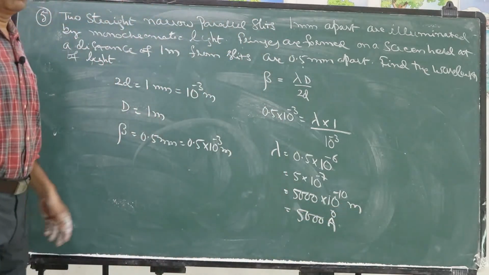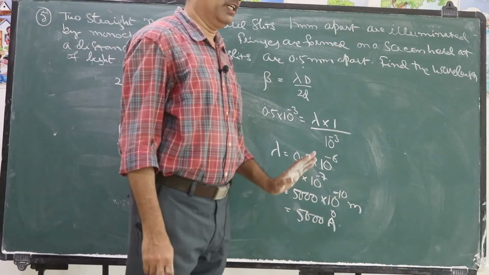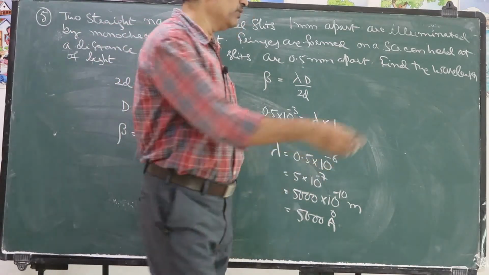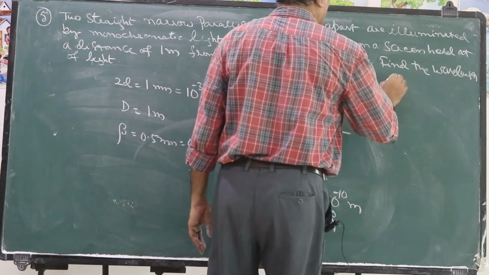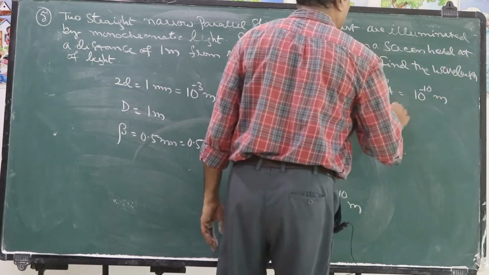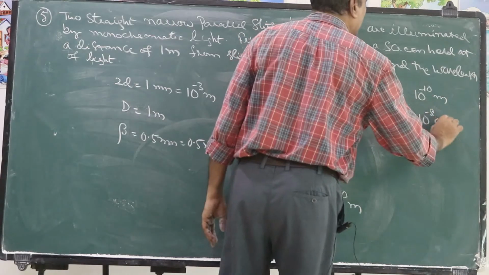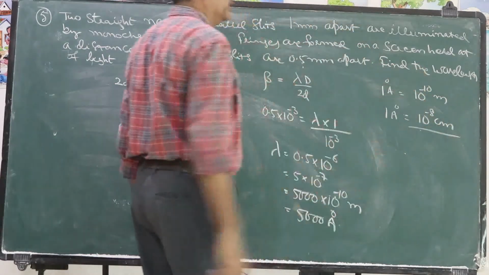So 1 Angstrom is 10 power minus 10 meter or 10 to the power minus 8 centimeter. You remember this? 1 Angstrom is equal to 10 power minus 10 meter, or if you express in centimeter, it is 10 power minus 8 centimeter. So you remember these two.